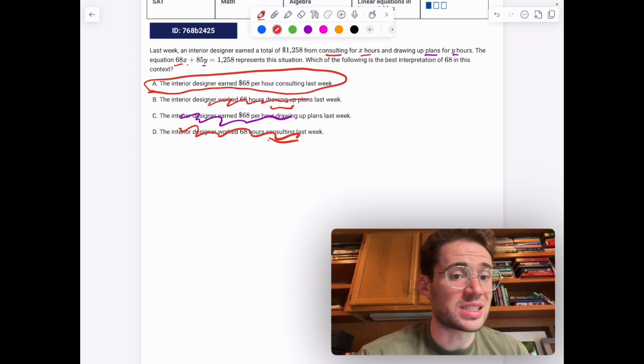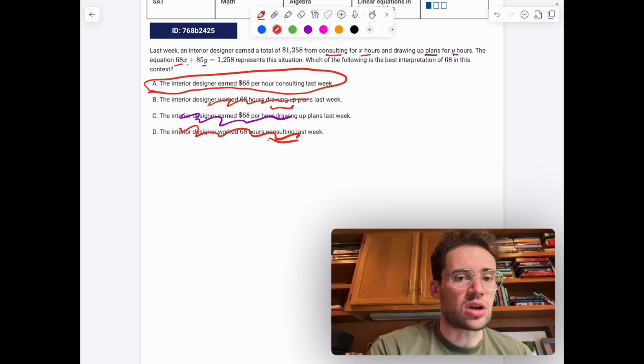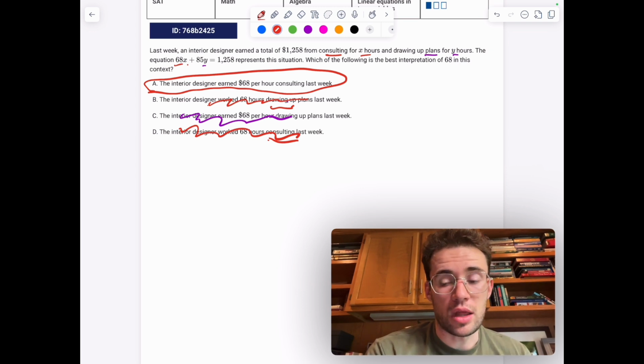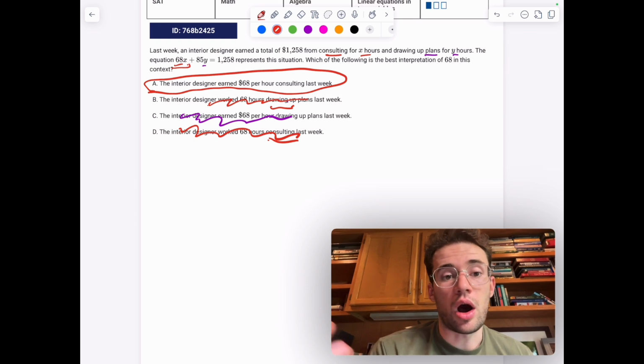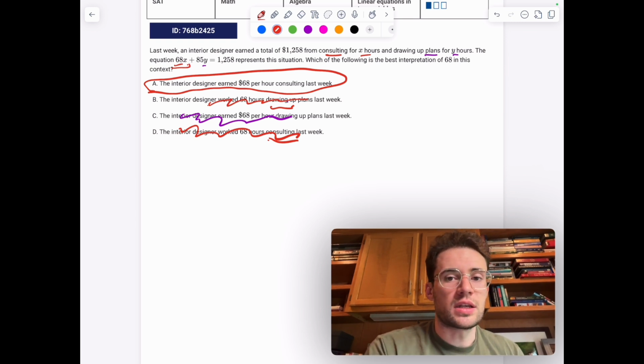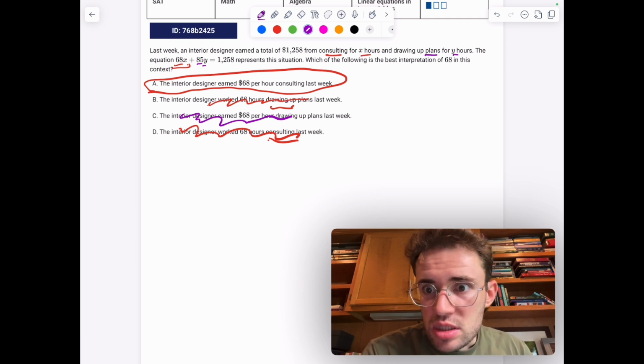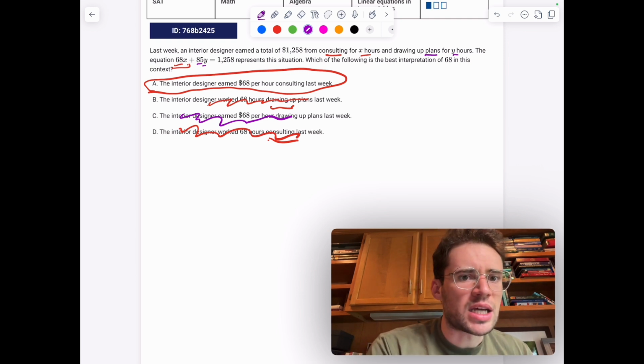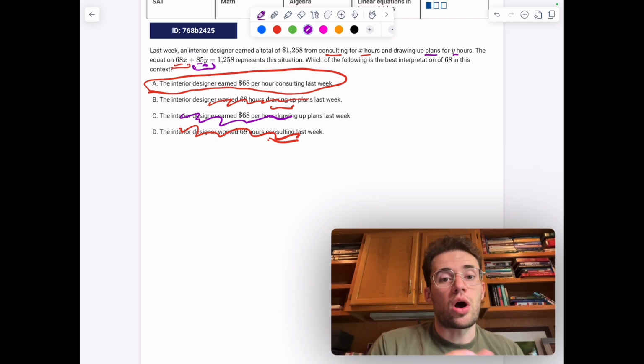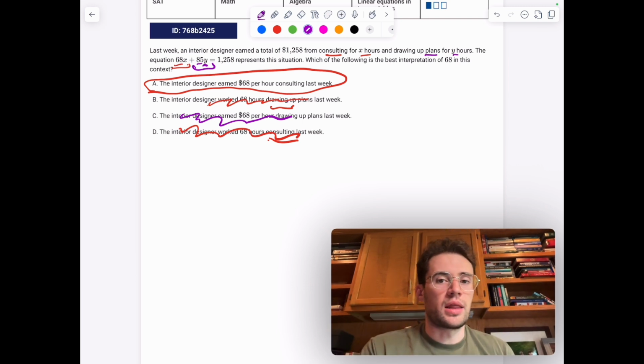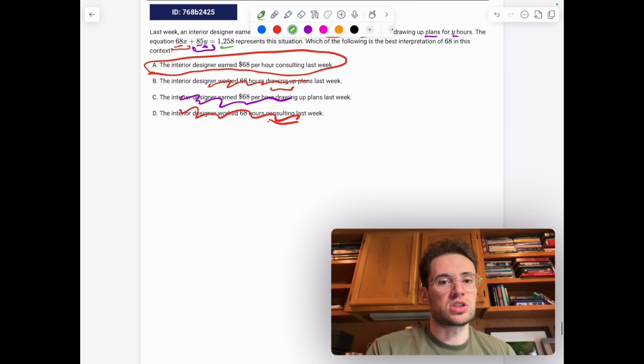But either way, it's none of these, it's A. So 68 is the cost per hour. You're multiplying by the number of hours to get the total cost for all of that consulting work. This is 85 times Y, the price per hour of drawing up plans, times the number of hours drawing up plans. And that gives you the total cost of all of that plan drawing, right? And that adds up to the total cost for everything, which is this given number, 1,258.